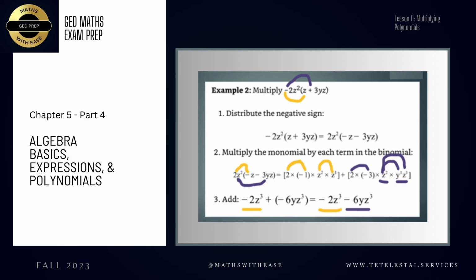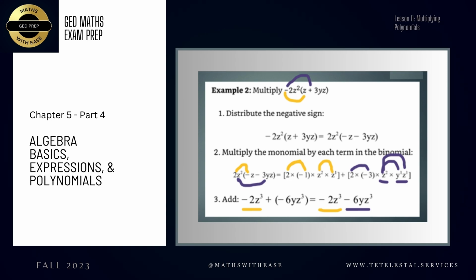And in our first term, we see that we only have z, right? So z raised to the power of 1, we have z squared. We know that we're going to add 2 plus 1. And so we have a z cubed, okay? So to get our first term here, -2z squared times z gives us a -2z cubed.